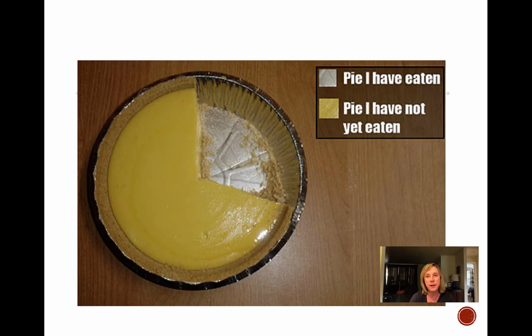This is my favorite pie chart. It is pie I have eaten, represented by the pie that is gone, versus pie I have not eaten. I like this visually as an example because we know that a pie here, an actual pie, is 100%.